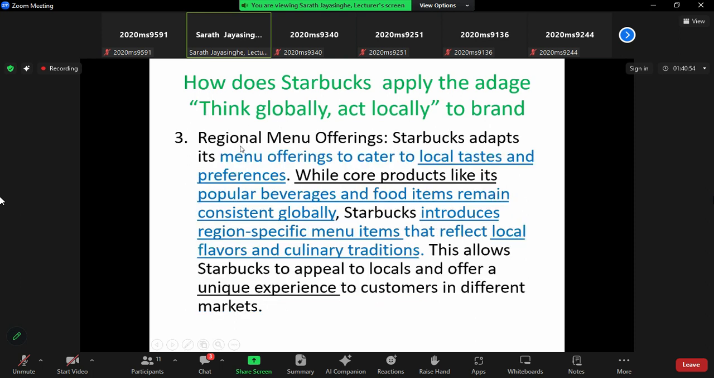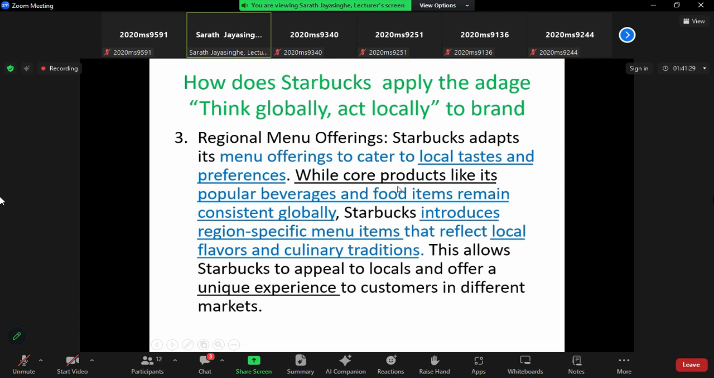And regional menu offering. Sometimes I think you have seen that McDonald's changing some products to suit Sri Lankan color. For example, mac rice, right? Normally they are having burgers and other types. They introduce mac rice to match the Sri Lanka situation. There are some standard products, but still you are encouraging customers to come and join with a local product, right? Many offer this to cater to local taste and preferences.